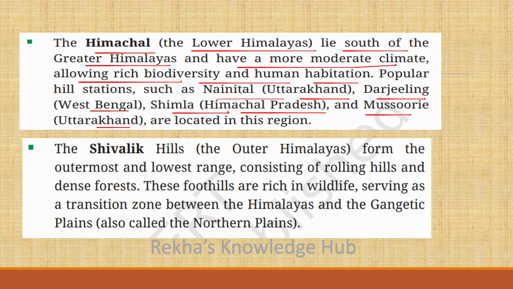The next one, Shivalik Hills, the outer Himalayas, form the outermost and lowest range consisting of rolling hills and dense forest. They are not as high and pointy, but more like gentle rolling hills covered in thick forest.